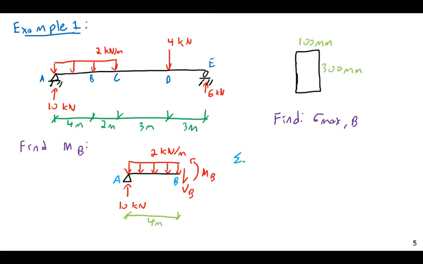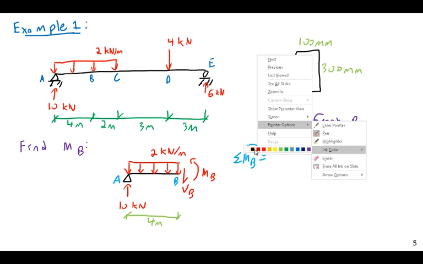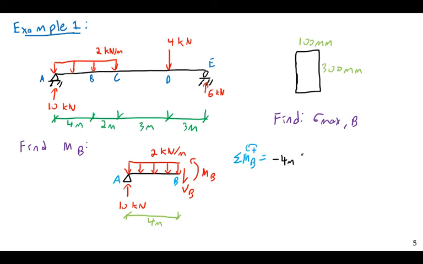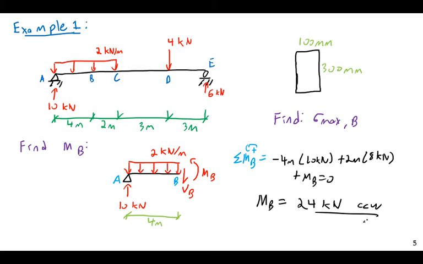Finally, let me do a balance of moments. The sum of moments about B is going to equal, let's work through that, negative 4 meters times 10 kilonewtons, sorry, this should be 10 kilonewtons, plus 2 meters times 8 kilonewtons plus MB is equal to 0, and we find that MB is equal to 24 kilonewton-meters counterclockwise.